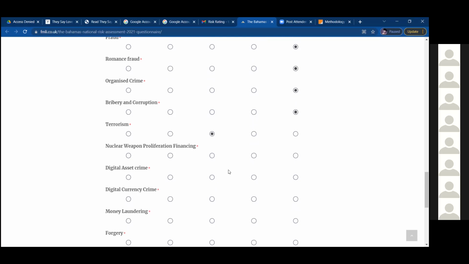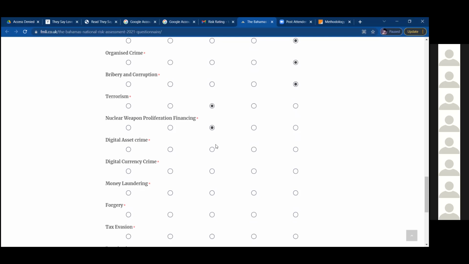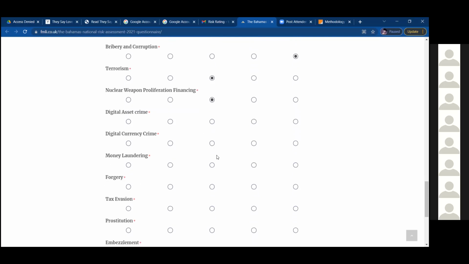Nuclear weapon proliferation financing. Oh, no, I'd go to a 1. And RTEC, what is RTEC? It's organized by the US government and the Bahamas government together, so let's do a 3. Is that a threat though? If it was in collaboration with Iran or Afghanistan, then it would have been a threat, but because it's the US, it's no threat. Okay, I see how it works. Let's hope they never turn on us.